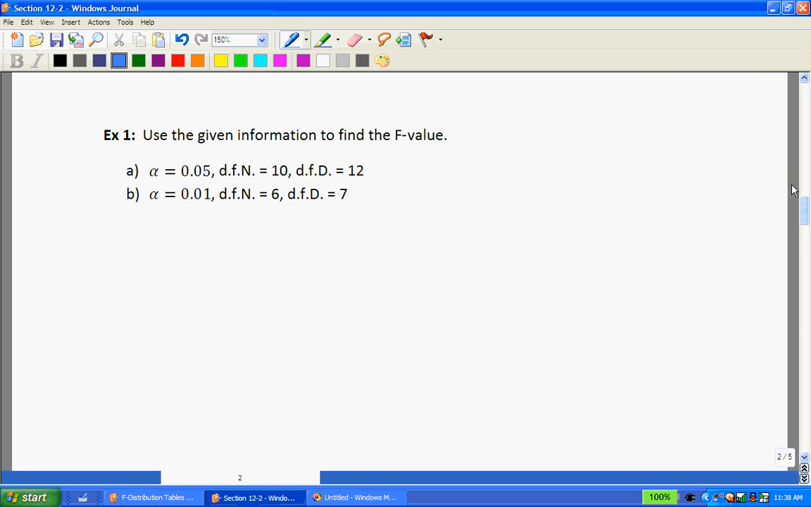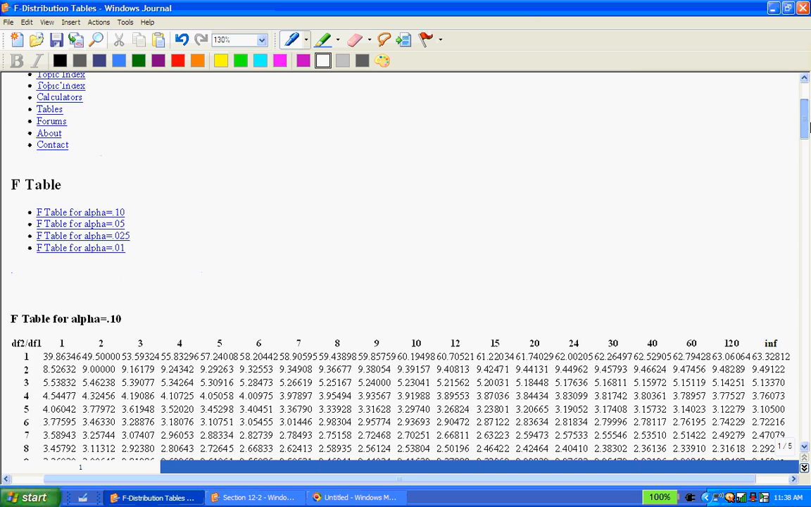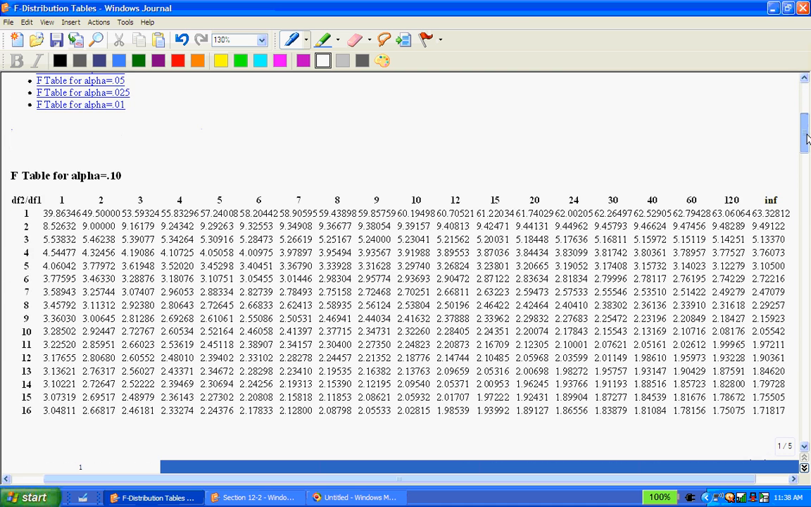So in A, I have an alpha of 0.05, degrees of freedom numerator of 10, and degrees of freedom denominator of 12. Now you do have a table in the back of your book, but it's pretty limited. It only does 2 values for alpha. And I found one here on the internet, and the link is right here in the description, so feel free to go to that site if you want access to this table.